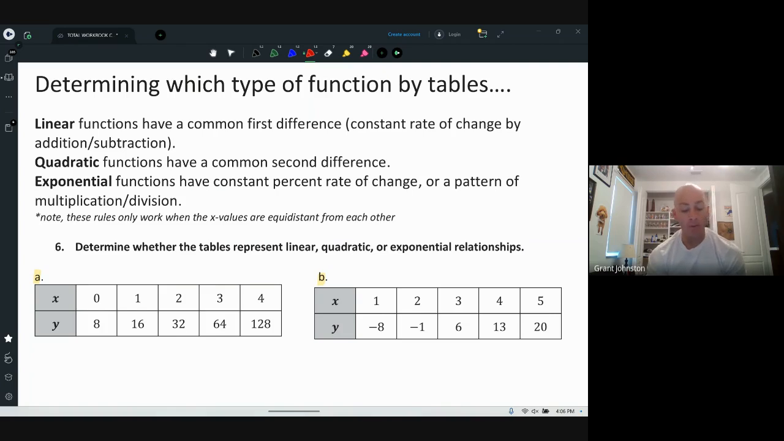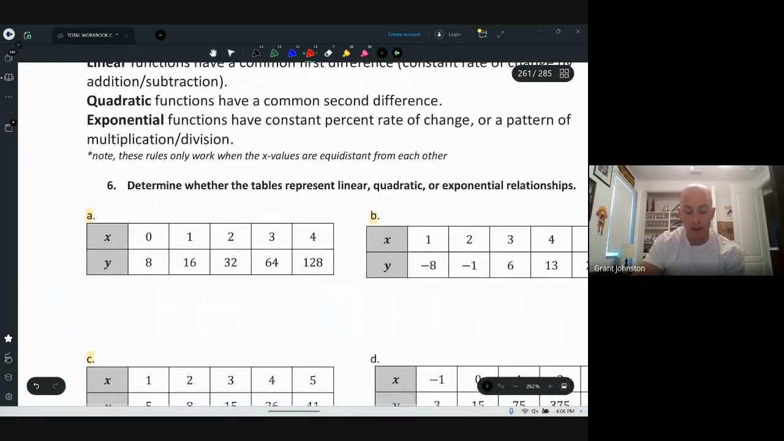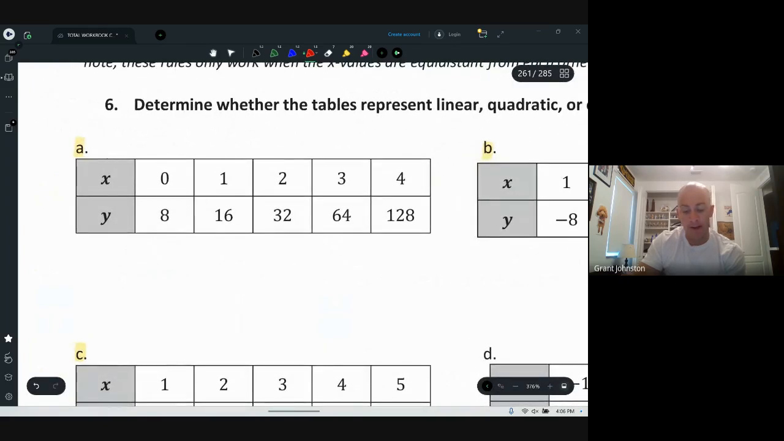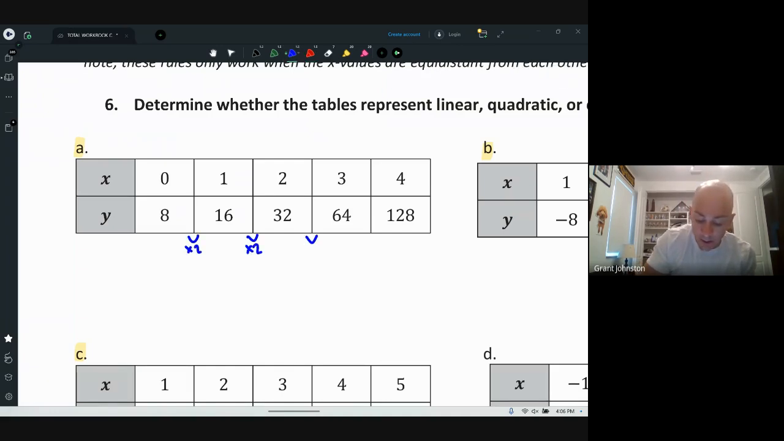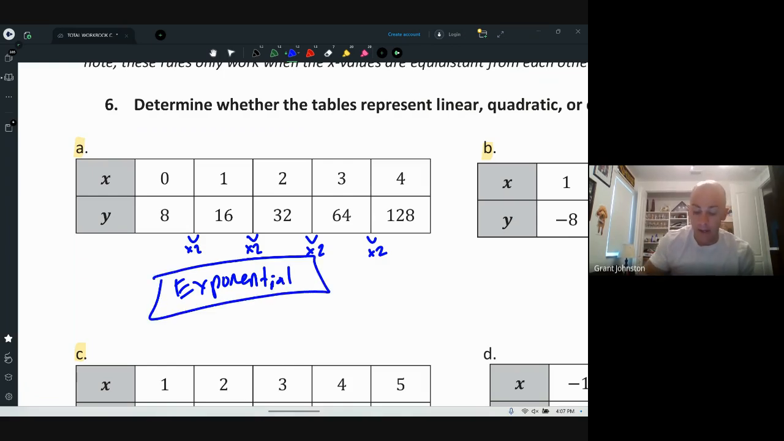So A, if I'm looking at this relationship, specifically in the y values, to see what pattern is happening, it definitely doesn't look like a first difference, like it's adding the same amount each time, right? It goes 8 to 16 to 32 to 64. This definitely looks like a multiplication, a timesing by 2. And since it's multiplying, this is exponential. So that represents an exponential relationship because of the multiplication. Remember, that's what it means to be exponential.